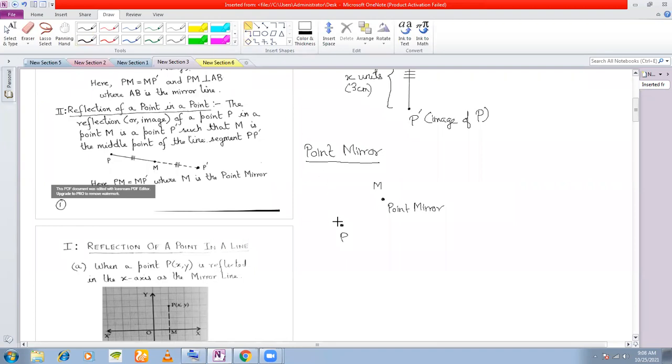First of all, what you will do is you will join these two with the help of a straight line. These 2 points you join. And suppose this length is x units. You measure this length. This is the same as your object distance. Suppose this length is 2 centimeter. You measure. Now how are we going to get the image of this point? You extend the straight line up till 2 centimeters only.